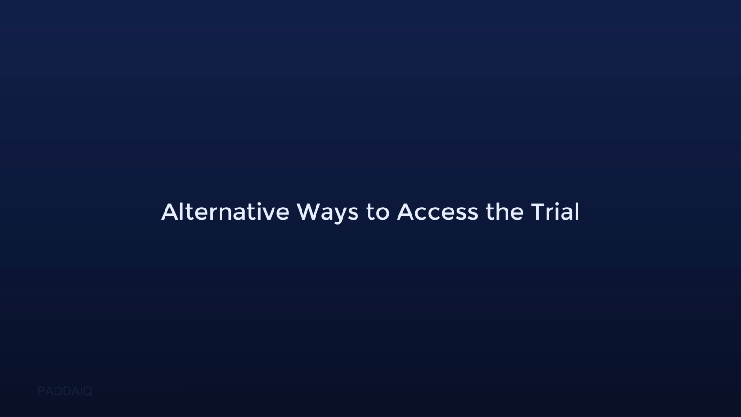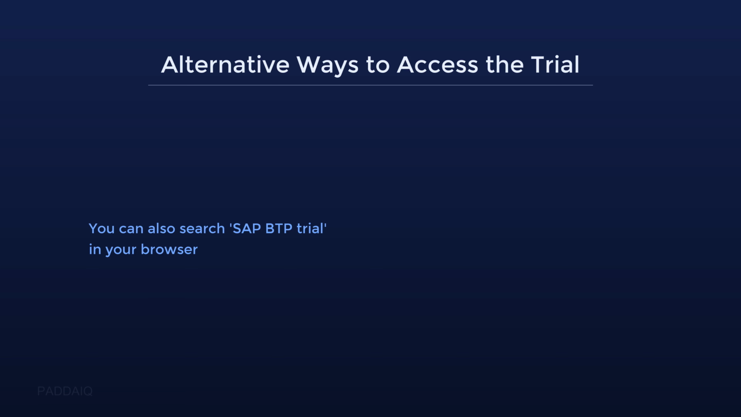Alternative methods for accessing the trial environment. You can also search SAP BTP trial in your browser. This means using your search engine to quickly find the official trial page. For instance, instead of typing a long web address, you just enter those words into Google. This simple step gets you direct access to start exploring SAP BTP immediately.